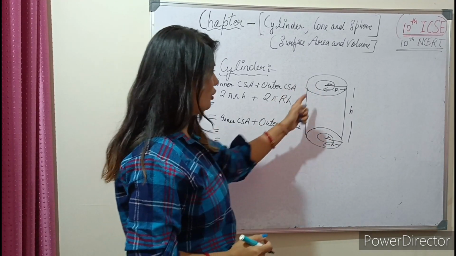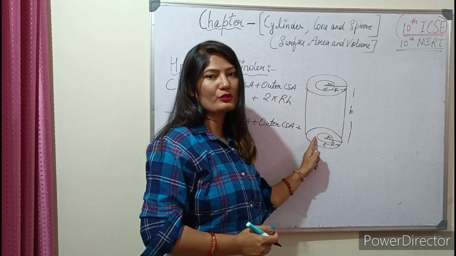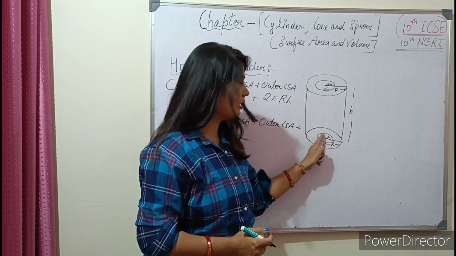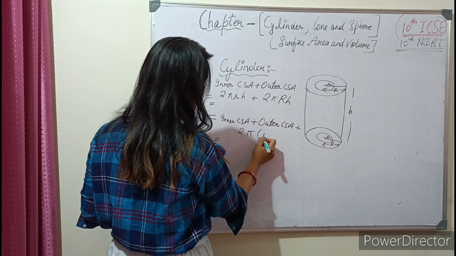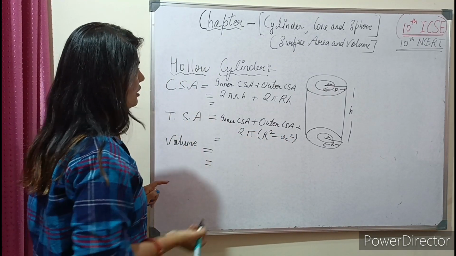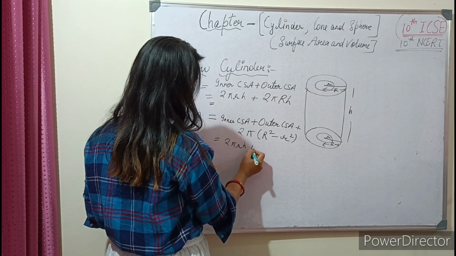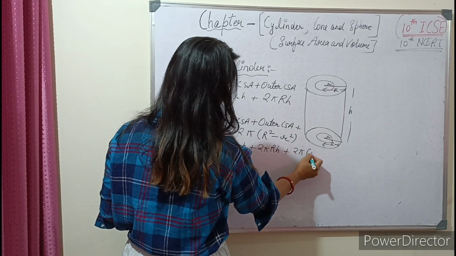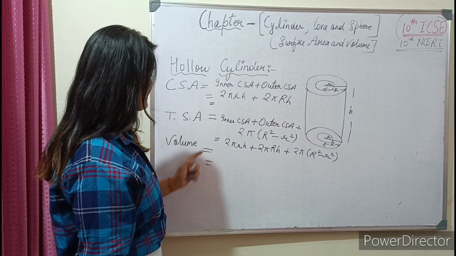Right. So here the area of one cross section is πr². So if there are two cross sections, this will be 2πr². But here, in place of one radius, you can see there are two radii, small r and capital R. So this will be plus 2π(R² minus r²). So finally your TSA of this hollow cylinder will be inner CSA 2πrh plus outer CSA 2πRh plus 2π(R² minus r²). That's it. Now the last term, that is volume.